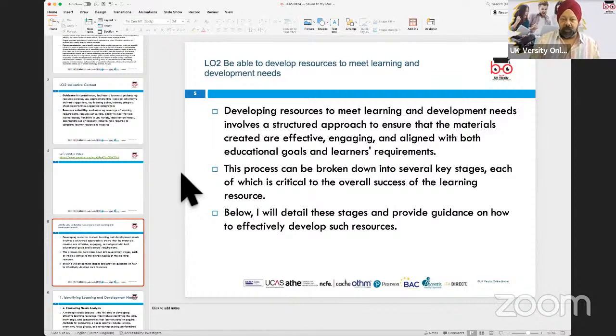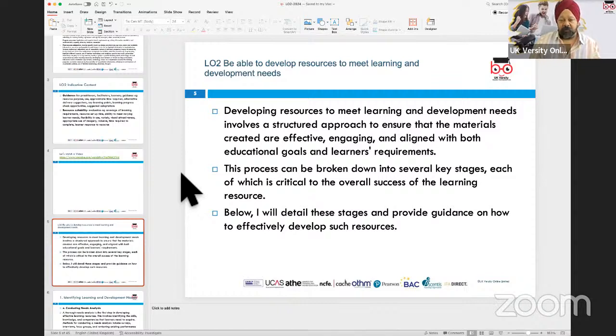Now, if I give you a bit of an overview, say, let's look at if I were to develop the resources for a particular course like strategic management. As a teacher, what I would look at is pick up the course handbook, which is obviously a handbook or course material provided by the awarding organization.